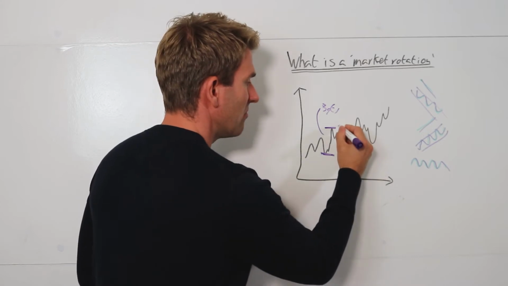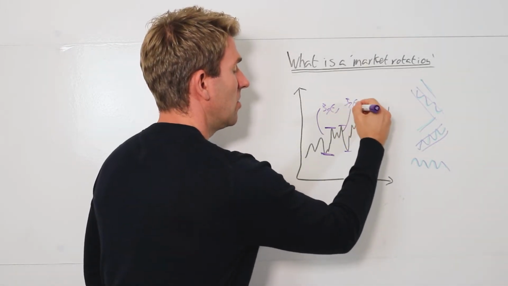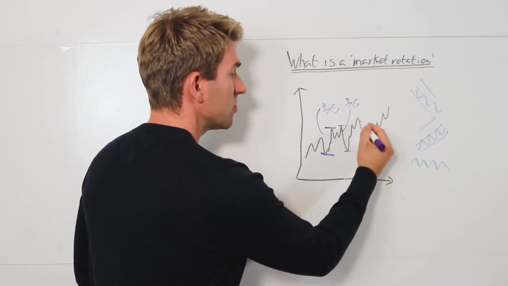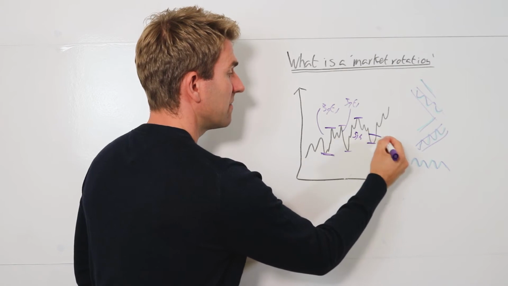And then again, maybe if it rotates back down to here, and someone measures that and says, oh, that's 3 points as well. Okay, we're in a 3-point rotation. This one from here to here is 5 points. Okay, now we're expanding because that's 4 points.